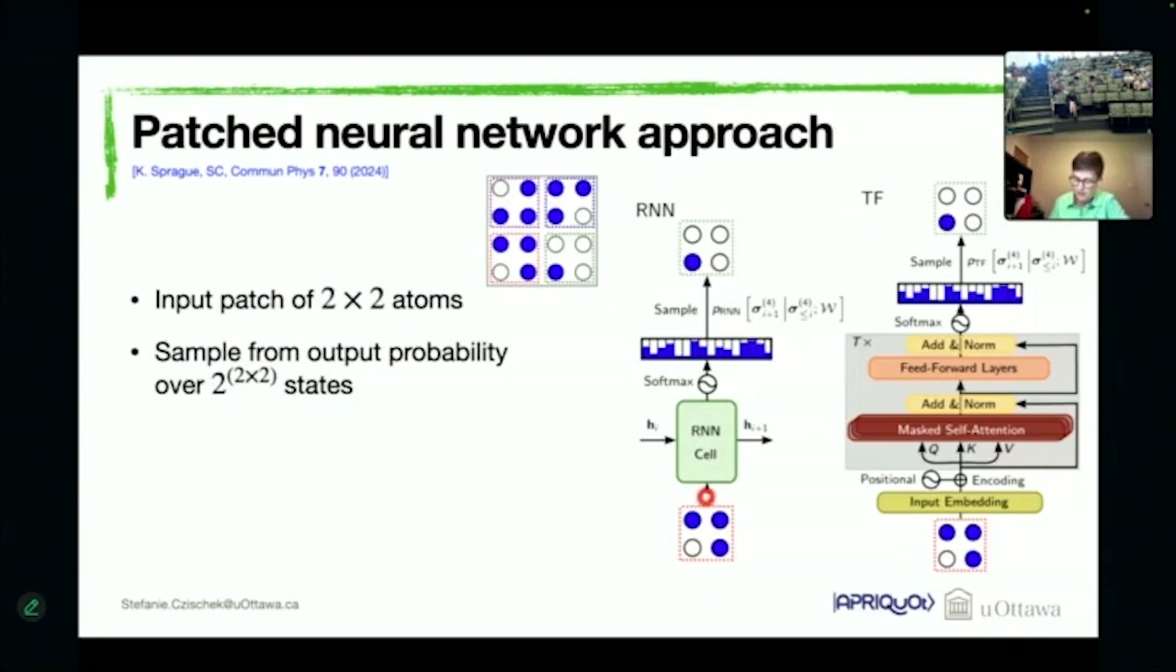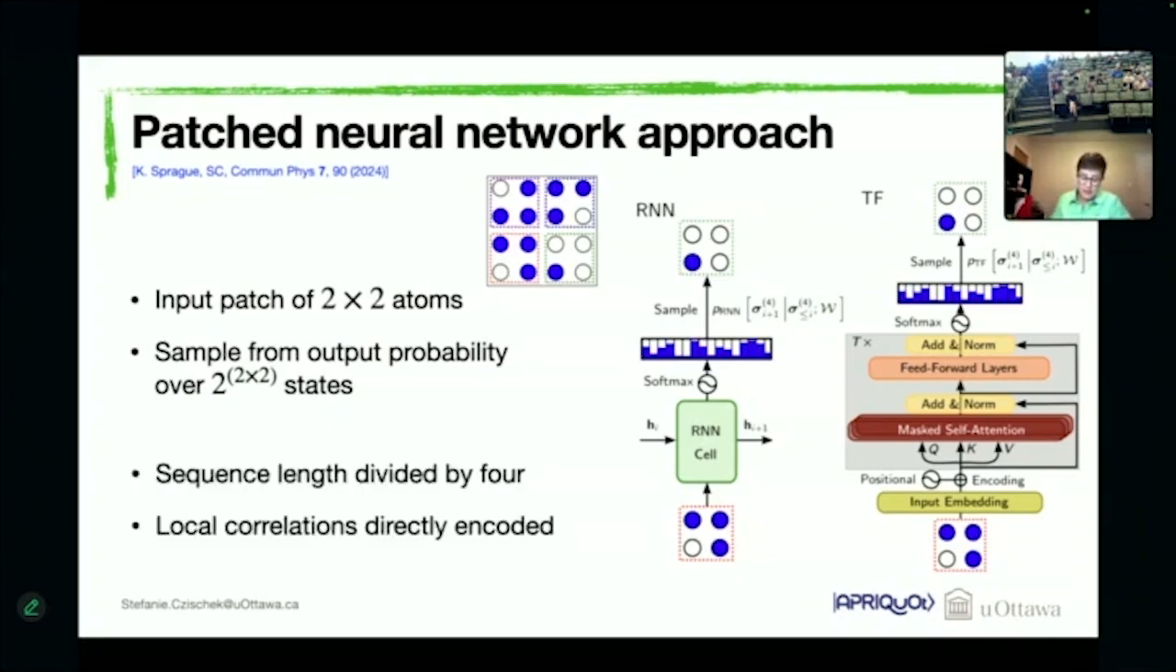So instead of sending now a single atom at each iteration into the network, we send a patch of 2 by 2 atoms. And then as an output, we get the probability distribution over all 16 possible states of the next 2 by 2 patch of atoms in the sequence. Okay, so now we have a larger output, and then from this output we sample the state of the next 4 atoms in the sequence, and so on, and then everything else works the same way as for these single atom sequences.